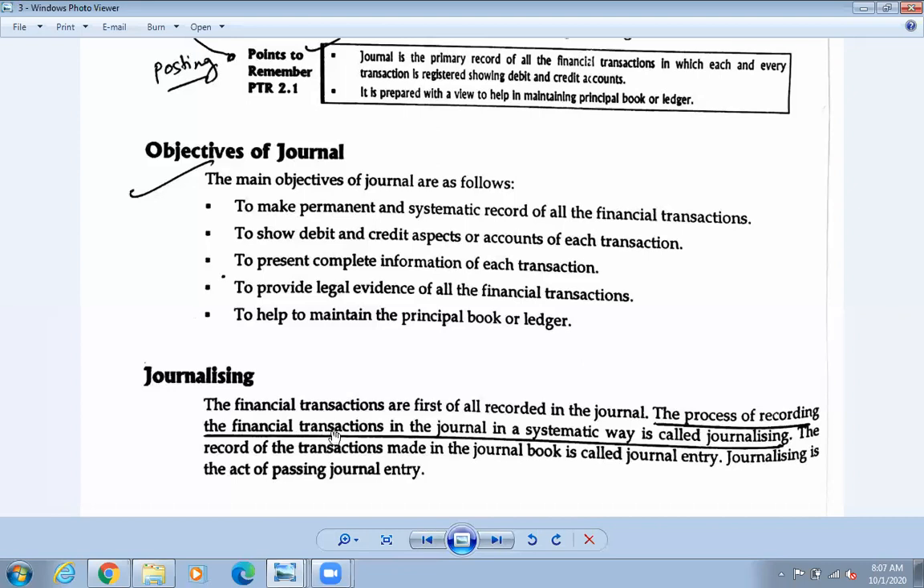Okay, financial transaction means व्यापार. So the transaction means व्यापार, लेनदेन. So the financial transaction, that is monetary transaction, monetary पैसा वाला व्यापार, in the journal in a systematic way. So एउटा way हुन्छ, एउटा तरिका हुन्छ record गर्ने. So if you follow every step and if you record it properly, so that process is called what? That process is called journalizing.